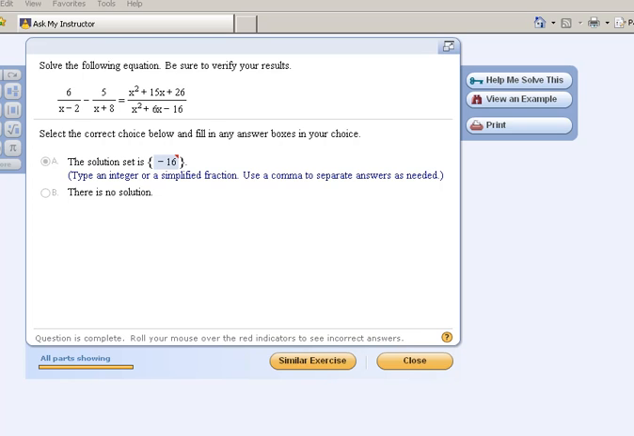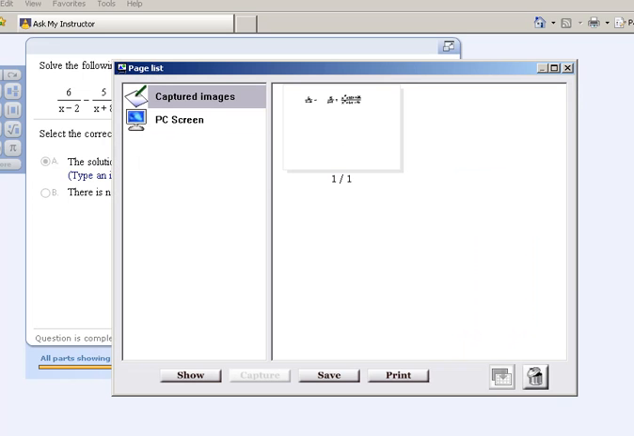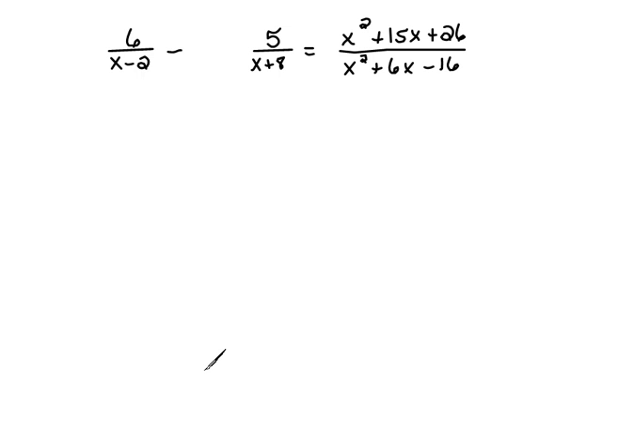All right, here we have a problem that's been submitted by a student, and our problem here is we're trying to solve this rational equation, and we can see that the answer is supposed to be a negative 16. So let's try and see if we can work through this and figure out what it is. Now, I have written out the problem, leaving a little bit of space here.